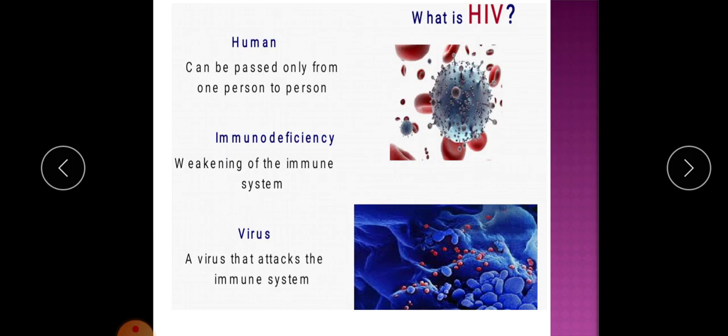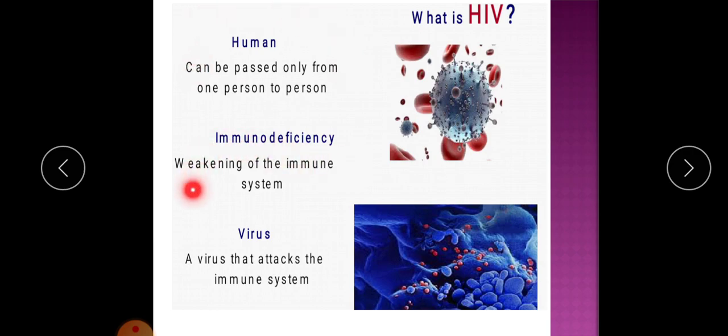Before we move on, we need to define what HIV is. HIV stands for human immunodeficiency virus. Human means it can be passed on from one person to another. The virus can be transmitted from you to me or from me to you if we have contact. Later we will learn what those contacts, or modes of transmission, are from one person to another.